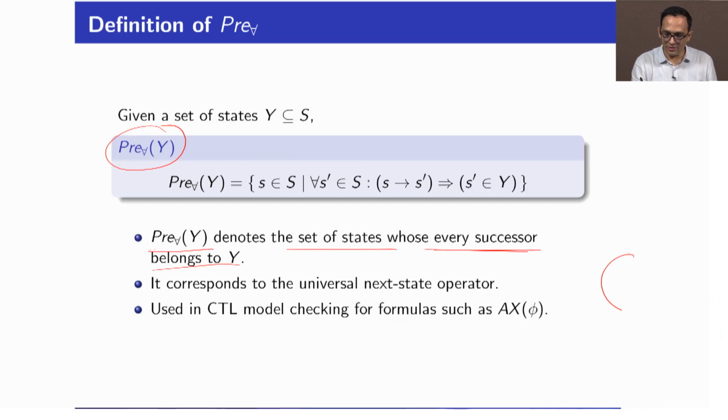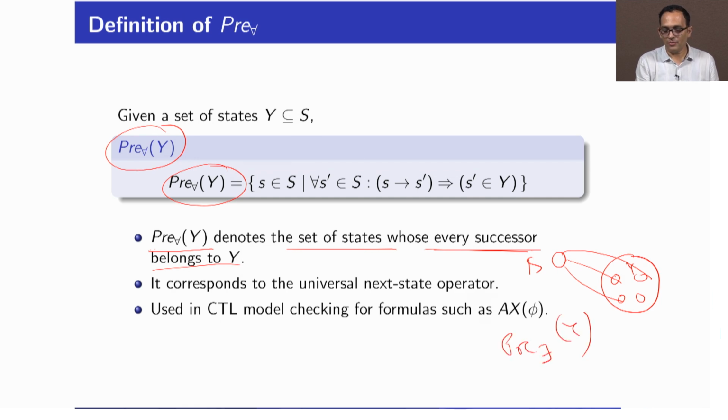If I take the same example again, say there are 4 states in Y, and this state S has probably 3 next states, one going here, one going here, one going here. Then I will say this S belongs to pre for all Y. Compare with the definition of pre exists Y: if one of the successors of this node goes to Y, then it comes into that set, but here all of its successors have to be in Y only. So, this denotes the universal next state operator, and I will use this for the calculation of AX phi.